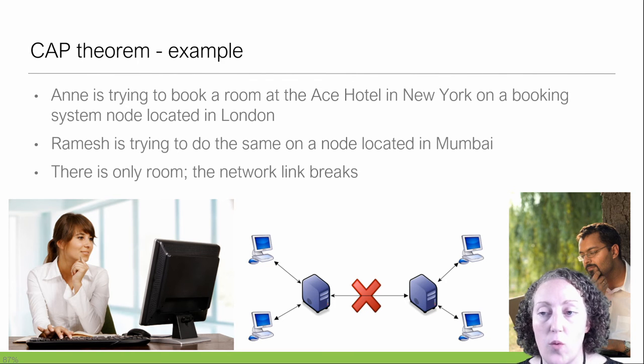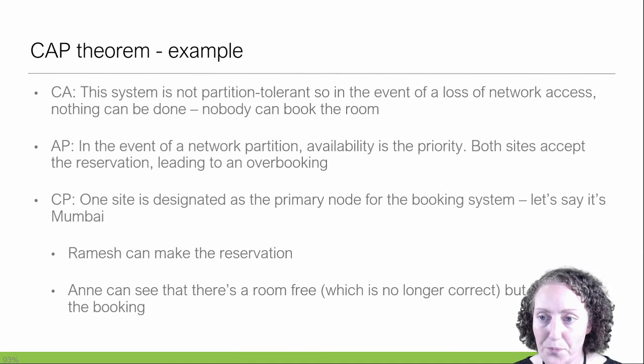So here, this example where Anne is trying to book a room at a hotel in New York, and she's booking it on a system node that's located in London. Ramesh is trying to do the same, and he's located on a node in Mumbai. And there's only one room available, and the link between the two breaks down. Okay, so what is going to happen in the different systems where the priorities are different? So, for example, if we want to provide consistency over availability, what will happen in those different scenarios?